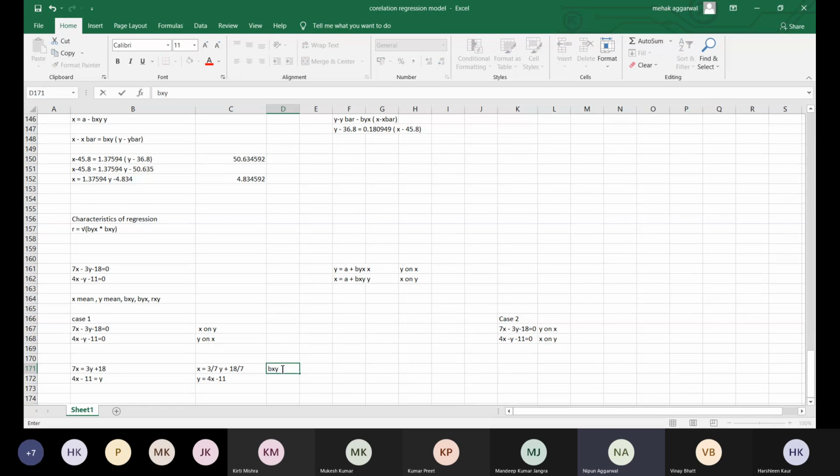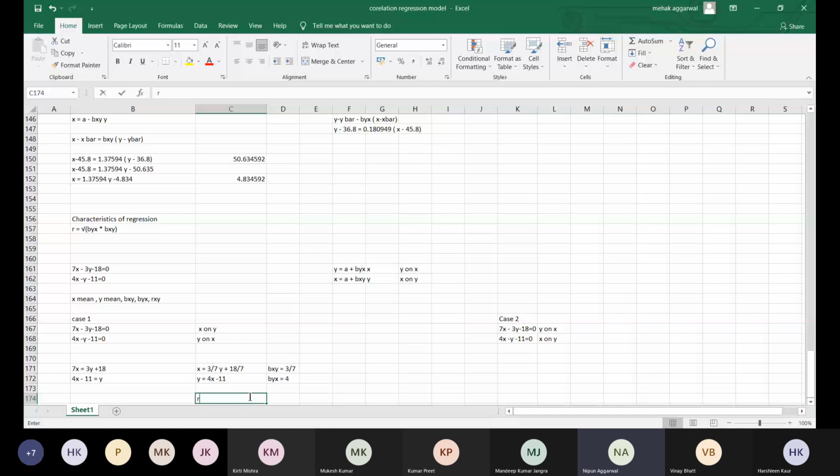Now from this equation, you can find the value of bxy. What is the value of bxy? Whatever the coefficient of y is the bxy coefficient, which is 3 divided by 7, and byx is the coefficient of x, which is 4. So fine.